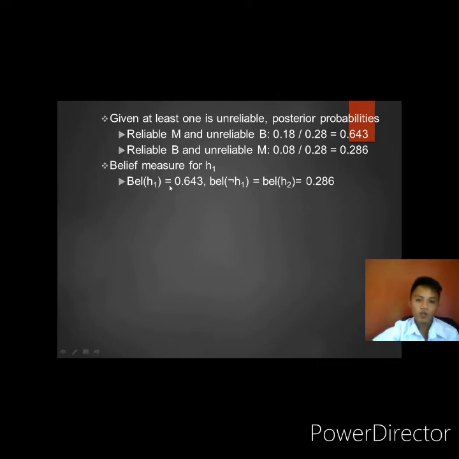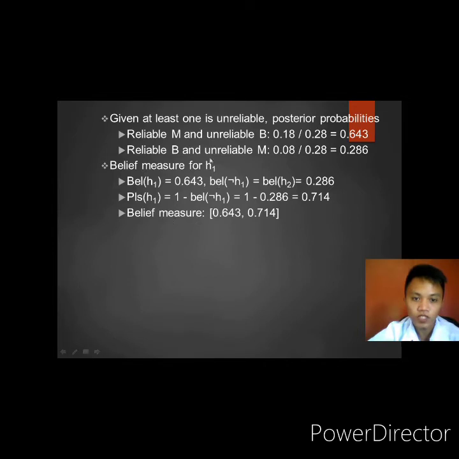Bel(H1) equals 0.643, which equals Bel(not H2), equals Bel(H2) equals 0.286. Pls(H1) equals 1 minus Bel(not H1), equals 1 minus 0.286, equals 0.714. The belief measure for H1 is 0.643 and the plausibility of H1 is 0.714.